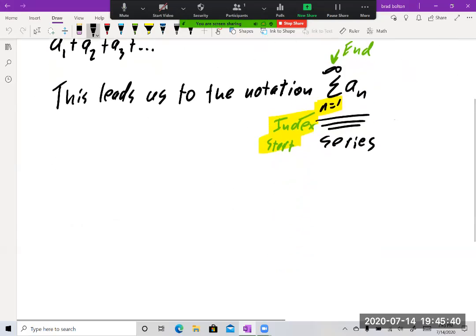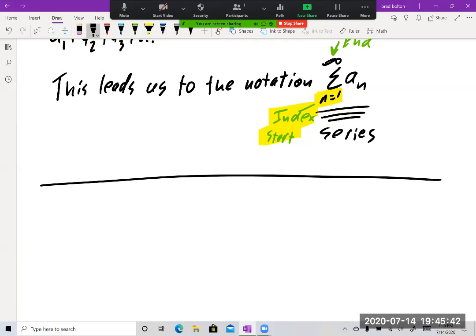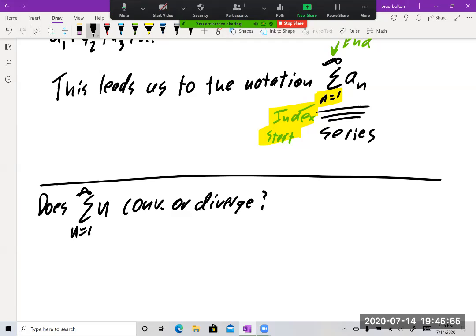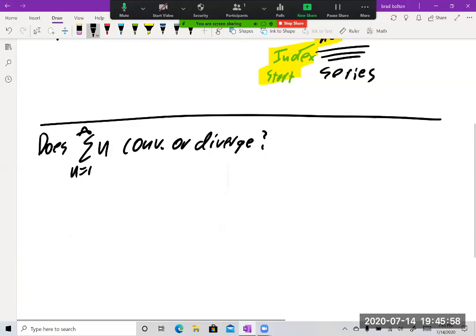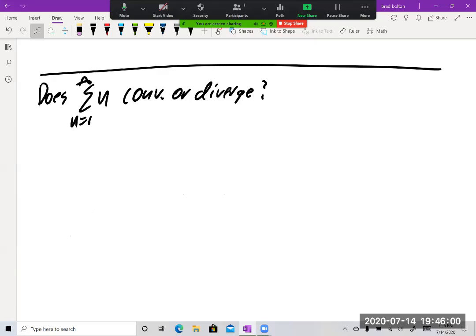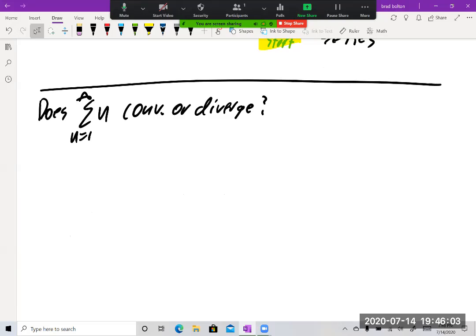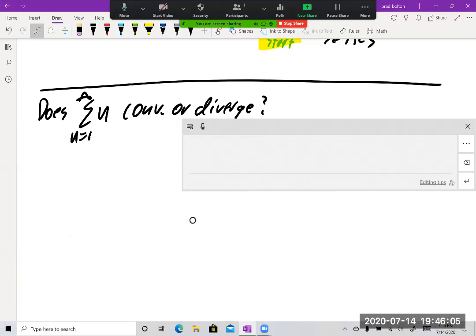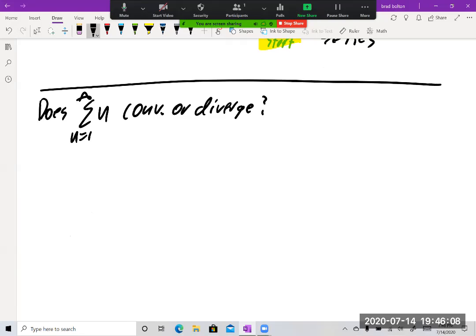So let's look at something nice and easy. Does the series n equal 1 to infinity of n converge or diverge? Okay, so what I'm going to do in the beginning, and this will be just for now, eventually we will have a faster way to do it, but I'm just going to pretend I don't know all this other stuff, and I'm going to try to say, well, what would the first partial sum be? Well, the first partial sum would be 1, so if I plug 1 in there. What would the second partial sum be if I said s sub 2?